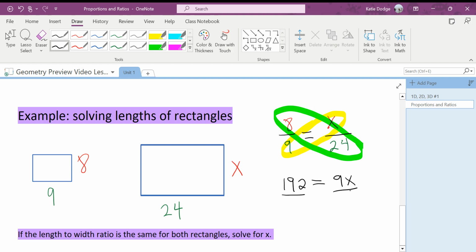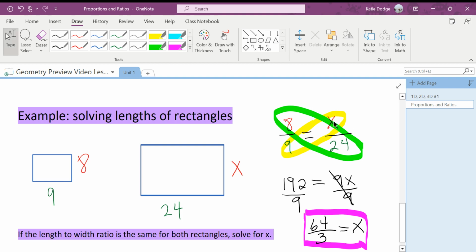Now to solve for x, we need to cancel out the 9 by dividing by 9 on both sides. So 192 divided by 9, that's not going to give me a whole number. If I type that in my calculator, I'm left with a fraction of 64 over 3 is equal to x. And because I cannot reduce this fraction any further, that would be my final answer.